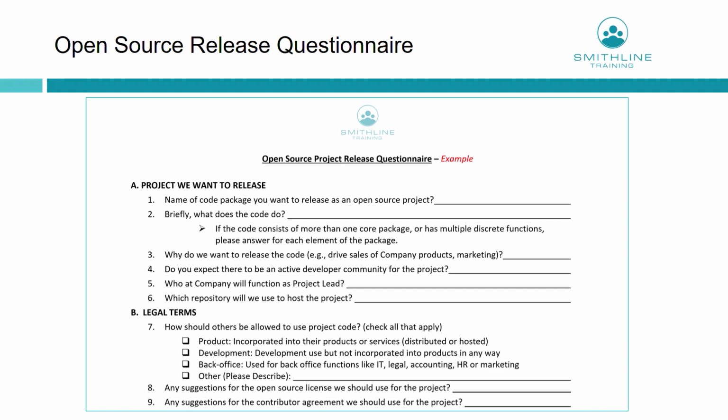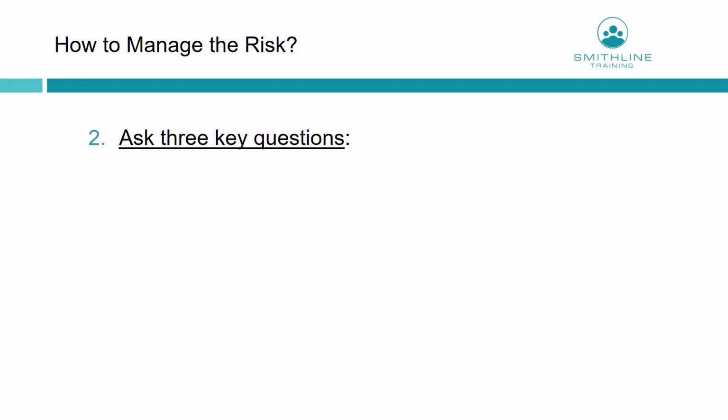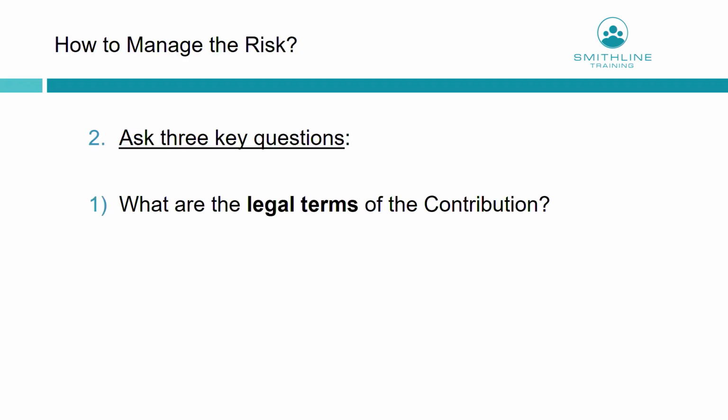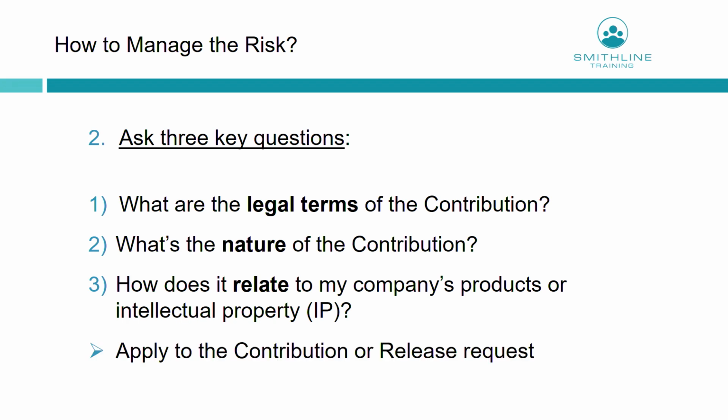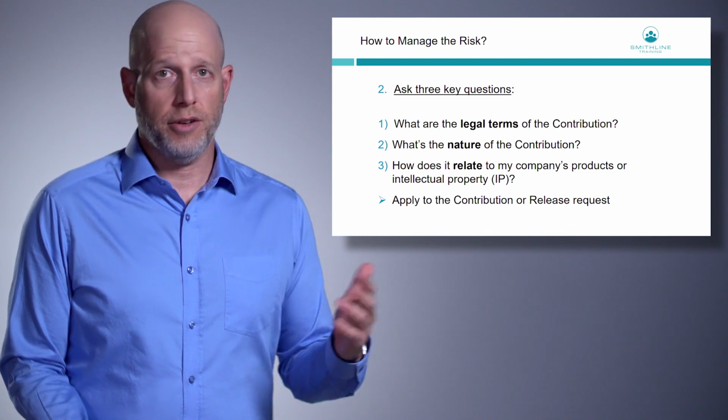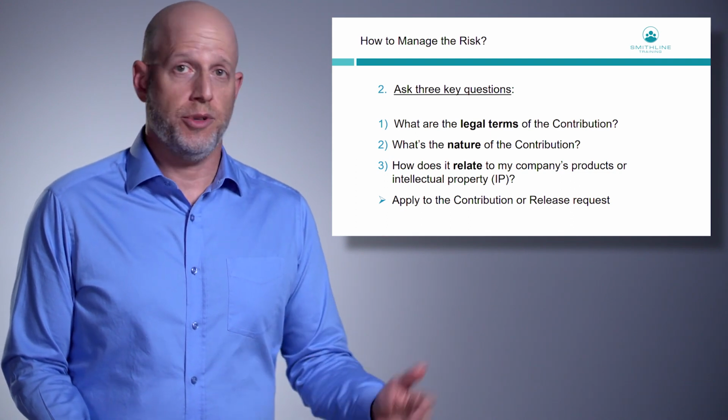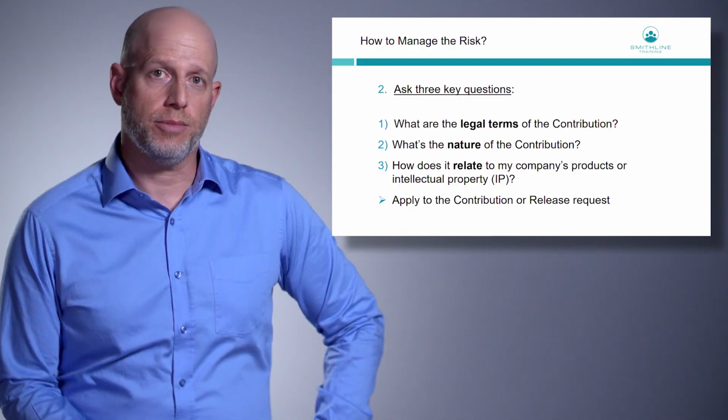So after you've gathered the facts under these questionnaires, we'd recommend you ask 3 questions. The first is, what are the legal terms of the contribution our engineers want to make? Second, what's the nature of that contribution? And third, how does that contribution relate to the company's own products or own intellectual property? Those are the 3 questions we think you should ask, and you apply them to either the contribution or release request, and we hope that that will help guide your answer as to whether you want to make that contribution or you want to release that open source project.